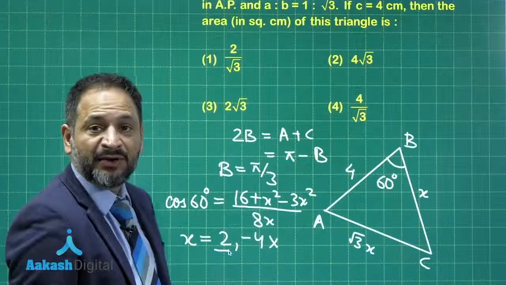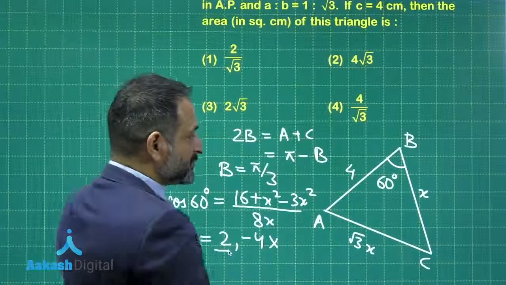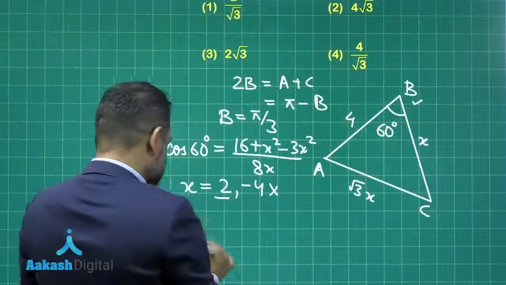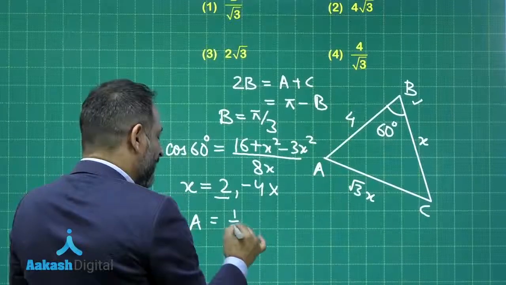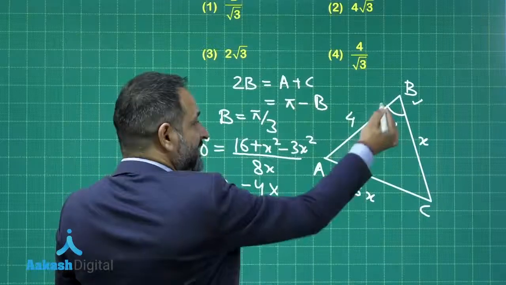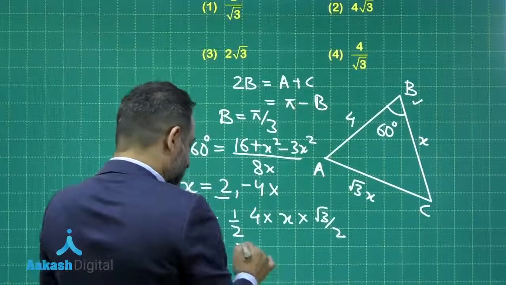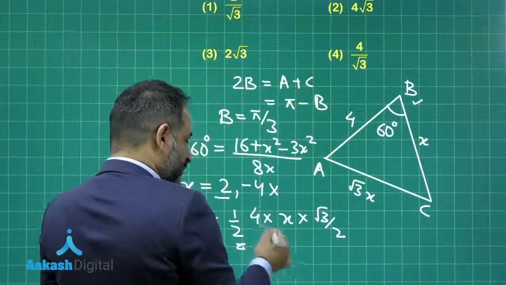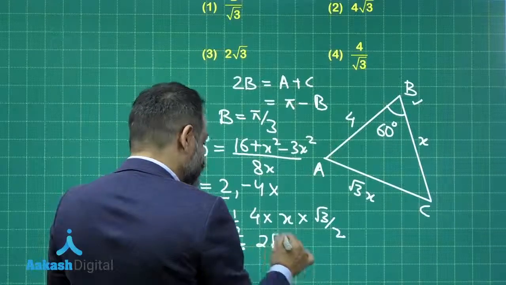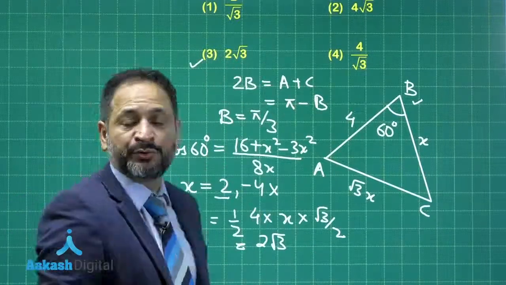Now what is the area of a triangle? It is half ab sine C. So you know the included angle, that is B. B angle is known to us. So the area will be half into 4 into x into sine 60. So sine 60 is root 3 by 2 and x is there, that is 2. So by putting x equal to 2, we will get this value as 2 root 3. So the option which is correct is the third one, that is 2 root 3.